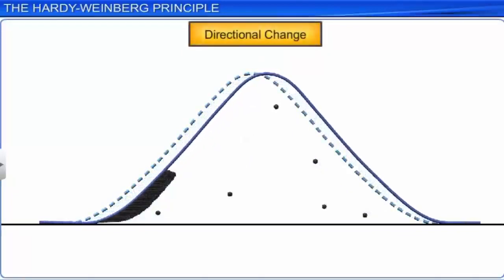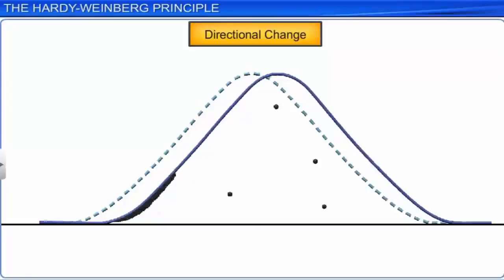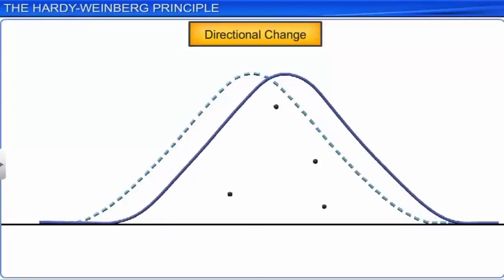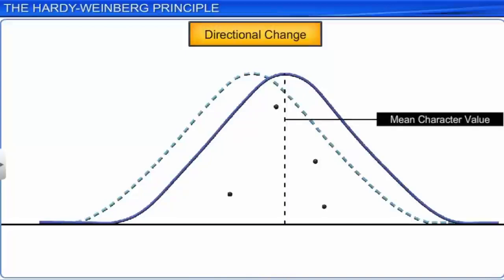Natural selection can also lead to directional change. In the curves, notice that fewer people are able to attain the mean character value for a particular gene due to depopulation.